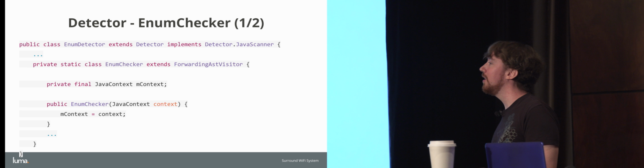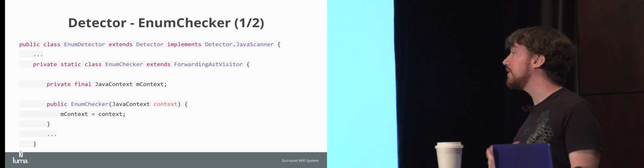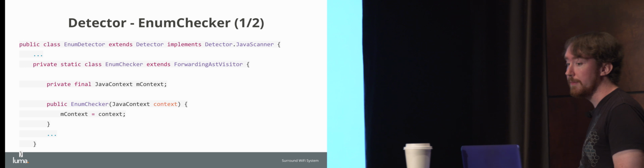So here we have our enumChecker inner class that we've made. The idea being it's our visitor to our node, and we're going to be doing some bit of work here. Really, all it needs to do is hold on to our Java context, so to hold on to where we are in our code base, where we are in our Lombok tree.